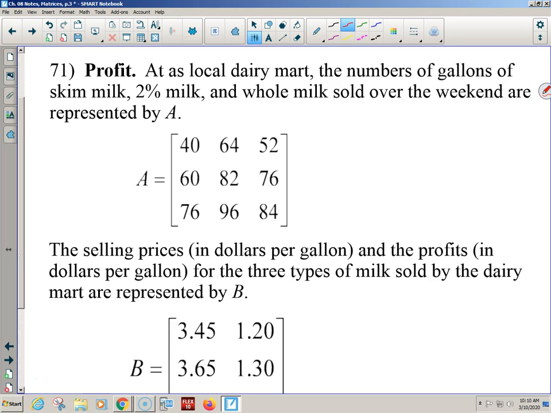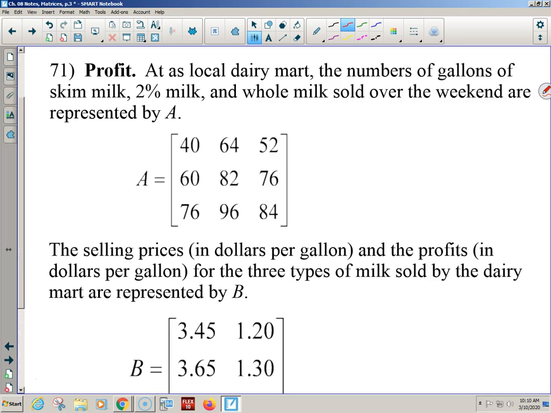Just think of a specialized 7-Eleven that's mostly for eggs and milk, and most dairy marts these days have other convenience items too. But just think of a 7-Eleven, okay? So 7-Eleven specializes in milk. There you go. The numbers of gallons of skim milk, 2% milk, and whole milk sold over the weekend.